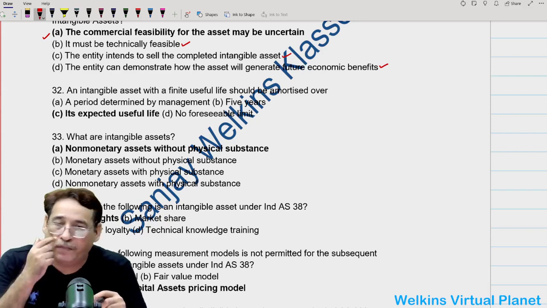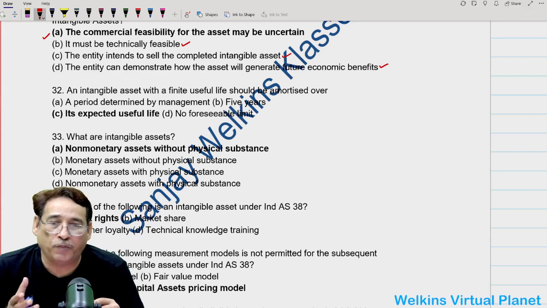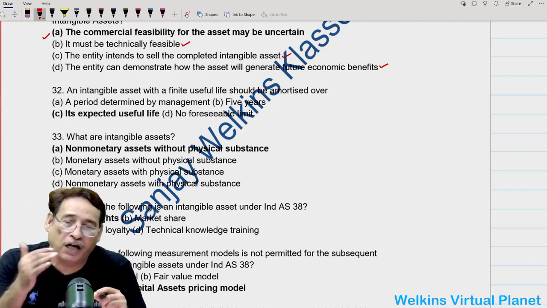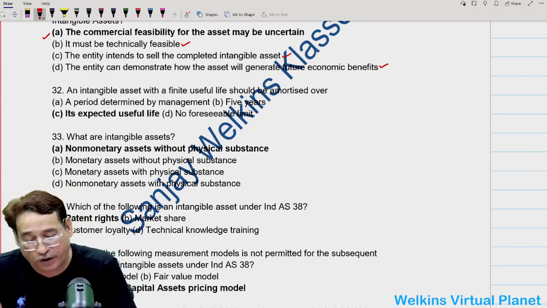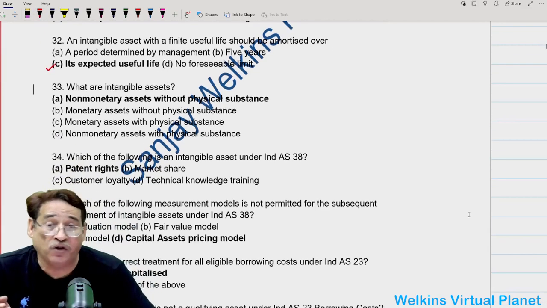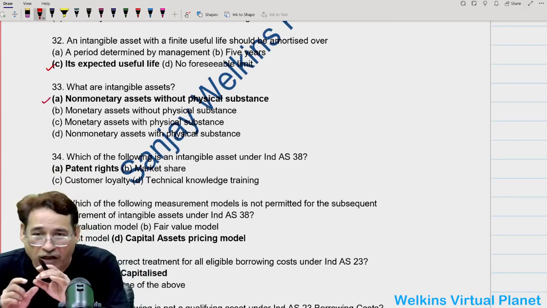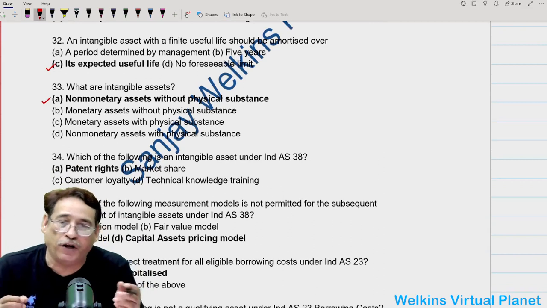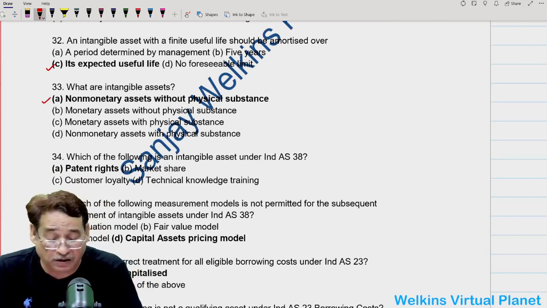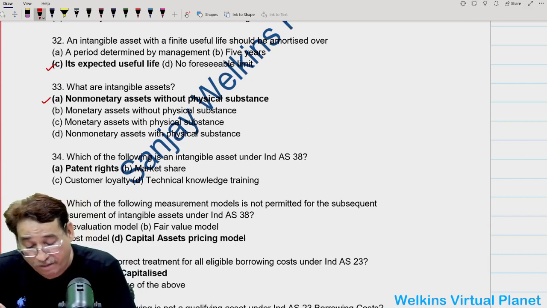So generally, in case of what we call intangible assets, the expected useful life is considered as the period over which that particular item should be written off. So expected useful life should be your answer. What are intangible assets if I am going to ask you? In the very first sentence of our notes, we have written that intangible assets are non-monetary assets without physical substance.